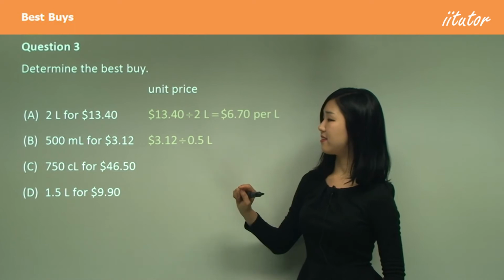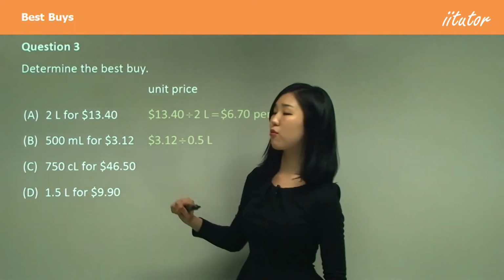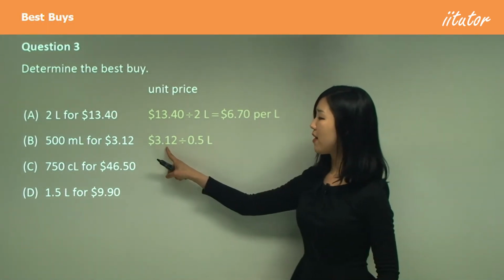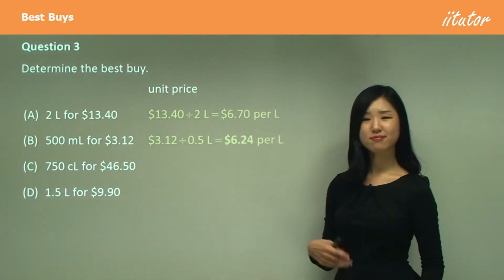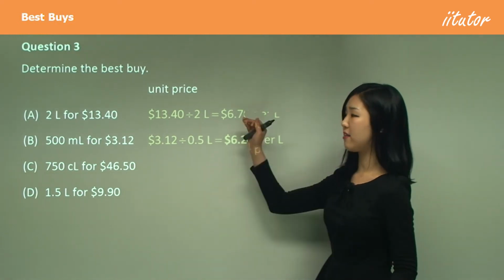So now it's in liters. For 0.5 liters, it would cost you $3.12. To get the cost of 1 liter, you would simply divide $3.12 by 0.5, and then you get that. Okay, so just extra little steps there, converting the units to the same one as the one above.